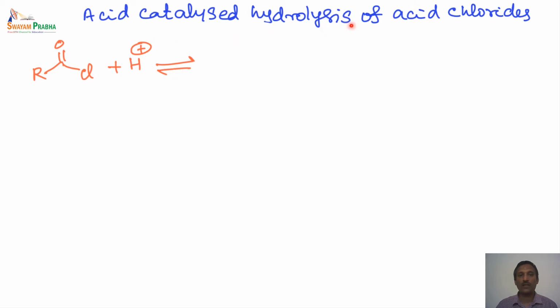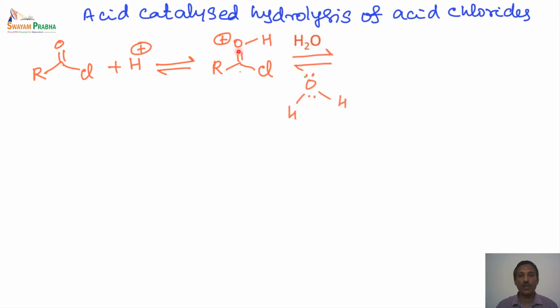Let us look at the acid-catalyzed hydrolysis of acid chlorides. In this particular case, initially we have an H plus ion in the medium. As we had seen earlier in the electrophilic addition reactions, the H plus is always added to the electronegative oxygen. In the case of aldehydes and ketones also, we had seen that a similar reaction occurs here also. So the oxygen takes the H plus ion and it becomes the oxonium ion.